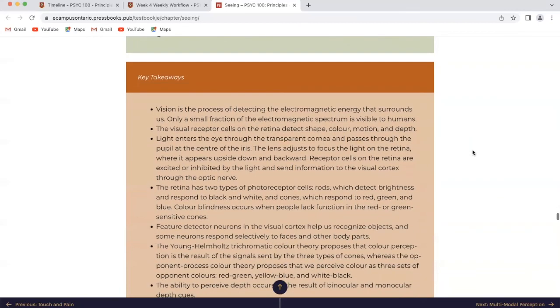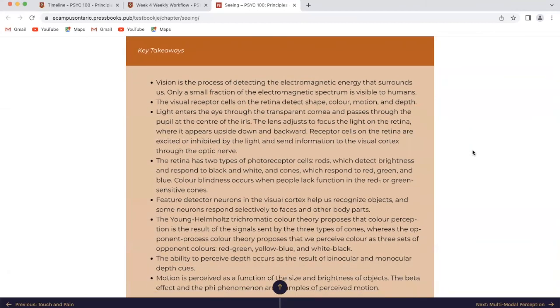Key takeaways. Vision is the process of detecting the electromagnetic energy that surrounds us. Only a small fraction of the electromagnetic spectrum is visible to humans. The visual receptor cells on the retina detect shape, color, motion, and depth. Light enters the eye through the transparent cornea and passes through the pupil at the center of the iris.